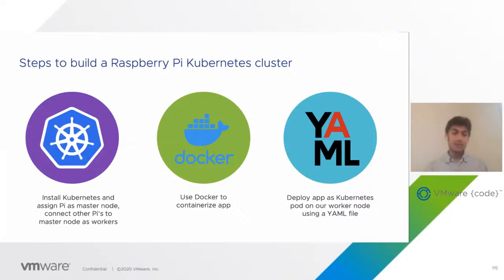So the steps here, we have to install Kubernetes and assign the Pi as master node, and then connect all the other Pis to the master node as the worker nodes. And then we have to use Docker to containerize our app, because remember, Kubernetes isn't going to run without those Docker containers. And then finally, create that YAML pod definition that I was explaining earlier that Kubernetes needs to understand the parameters of how it should run its nodes or its pods.